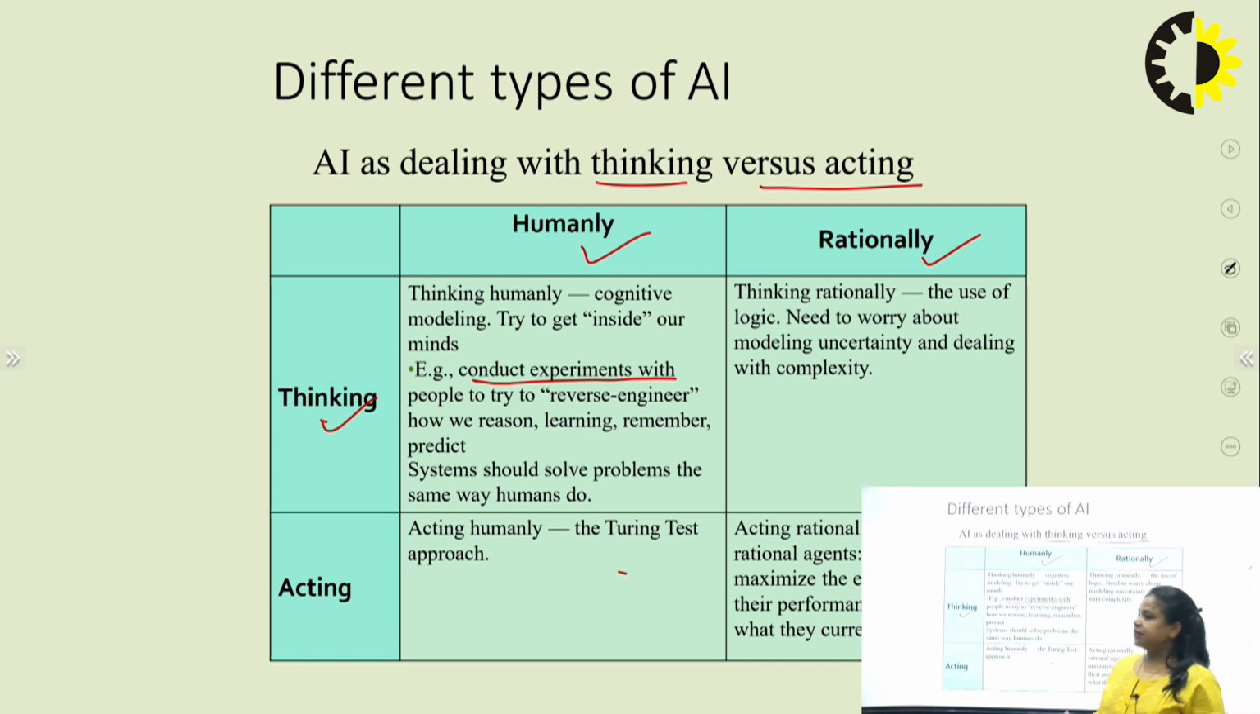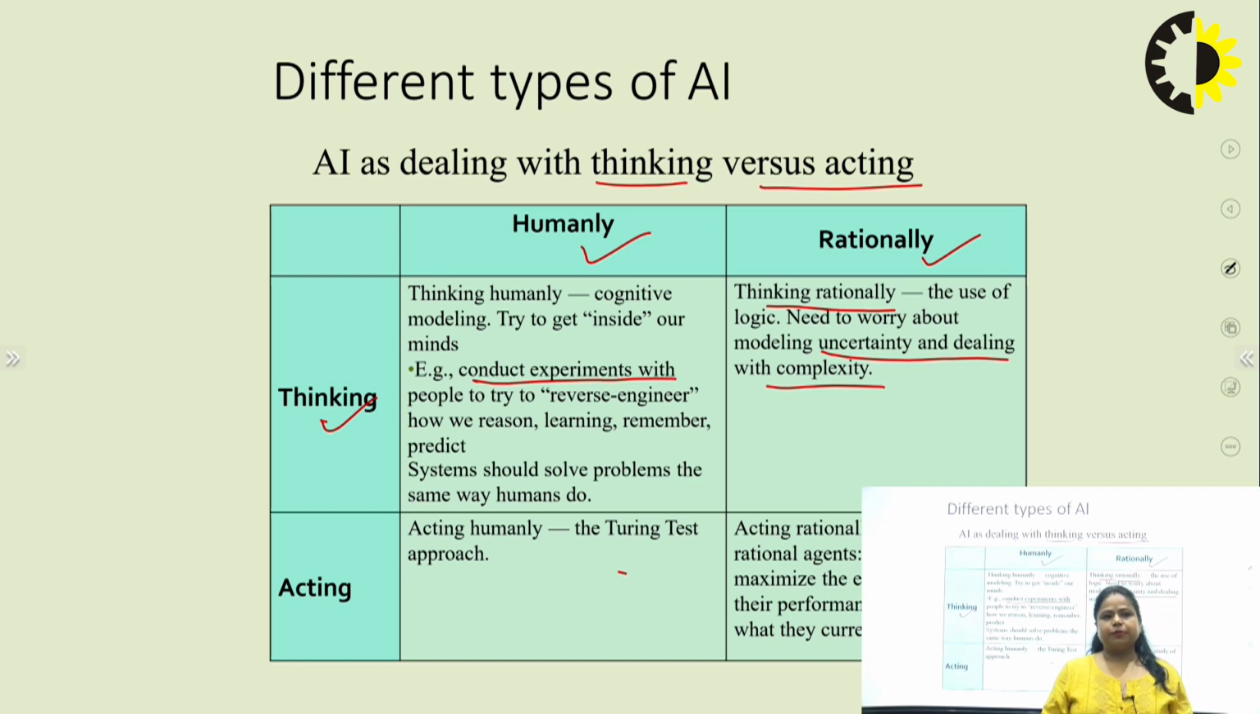And simultaneously, if I'm talking about rationally, we have to think rationally. Rationally means we should know the reason behind it. We have to use the logical concepts behind it. In this case, we need not worry about the uncertainty and dealing with the complexity. Whatever terms are coming, we need not worry about that. We have to simply use the logical reasoning behind that concept, right?